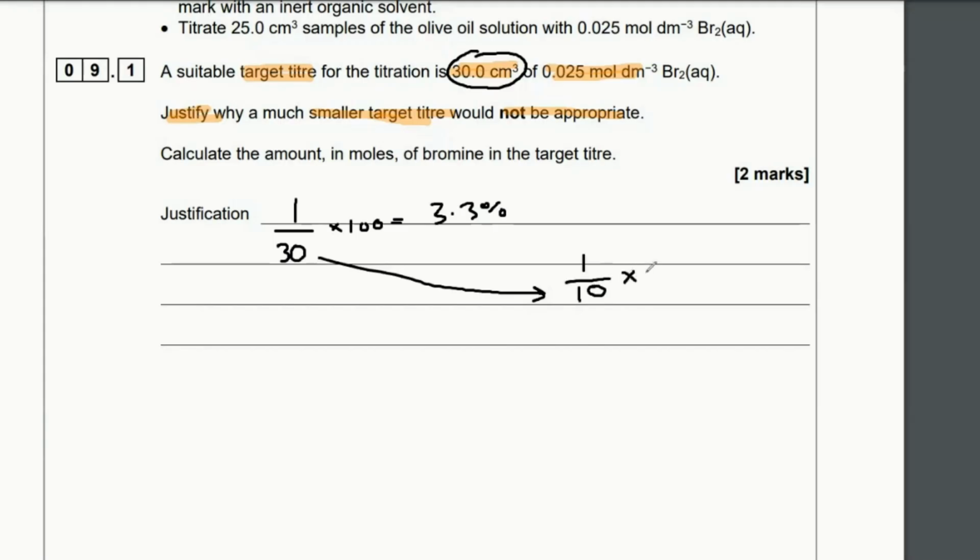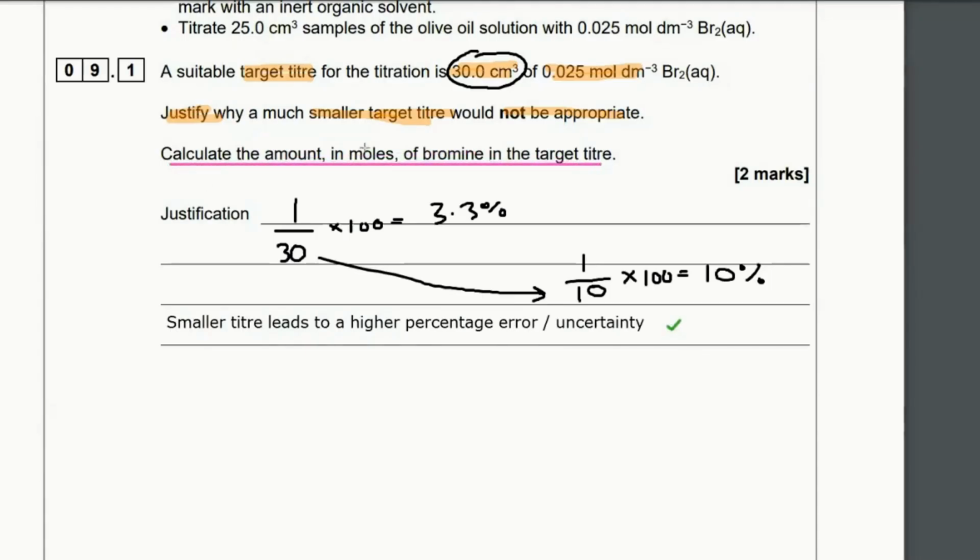Now let's say we only used a 10 cm³ target titer. Well, it'd be 1 over 10 times 100. We'd get a 10% error. So the larger your target titer, the smaller your percentage error. So if we use a smaller titer, this is going to lead to a higher percentage error or level of uncertainty in the answer. And there we go. That's for 1 mark. That justifies the larger titer.